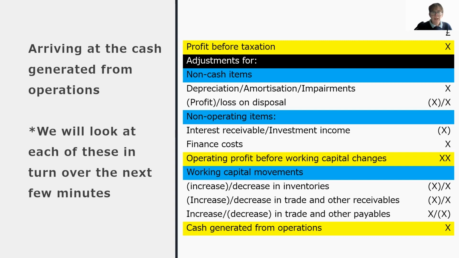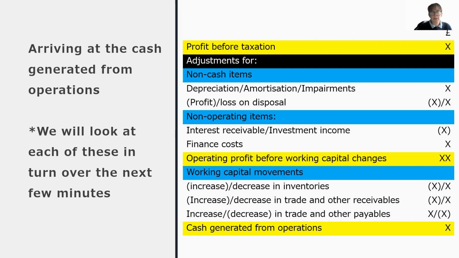So in order to arrive at the cash generated from operations figure, we need to have a look at the working capital movements. If it is an increase in inventory, we need to deduct it, whilst a decrease, we would add it back. Likewise with receivables.